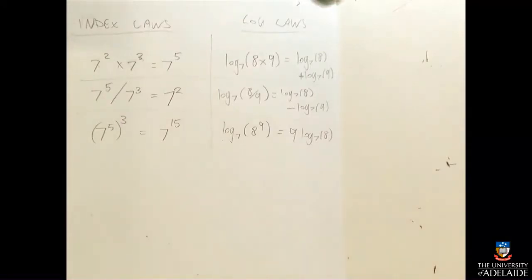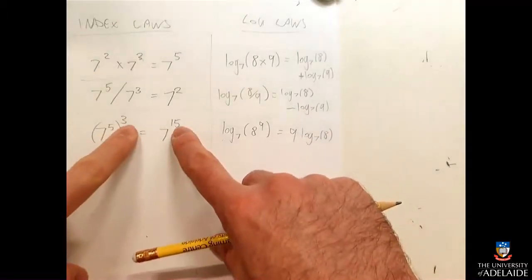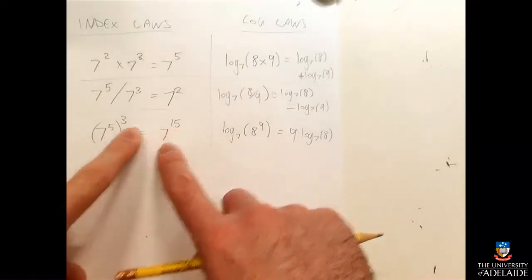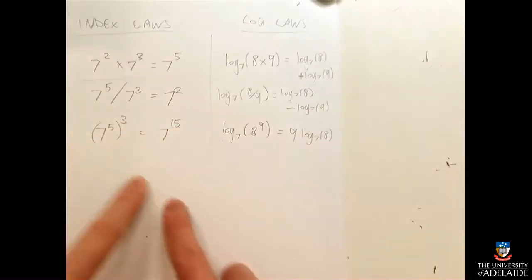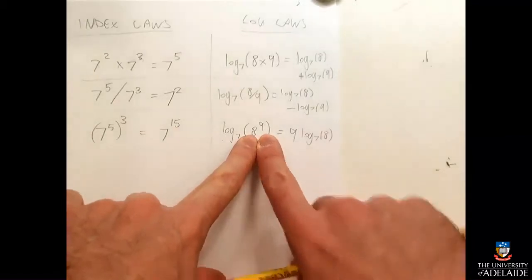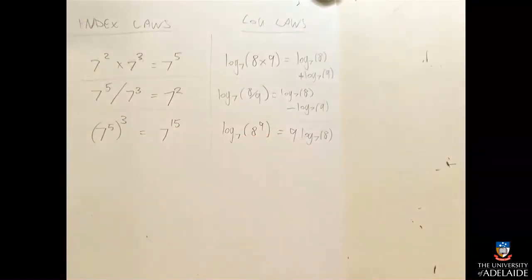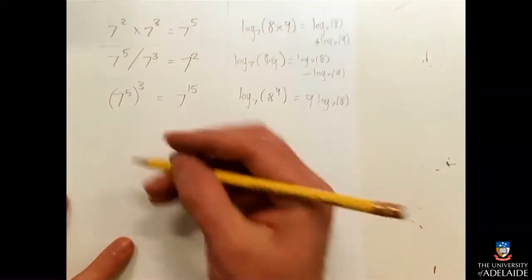And powers on the inside is multiplication on the outside. So look at this one. Multiplication on the inside is powers on the outside. Powers on the inside is multiplication on the outside. They work in opposite directions. I'm going to do them with symbols now.